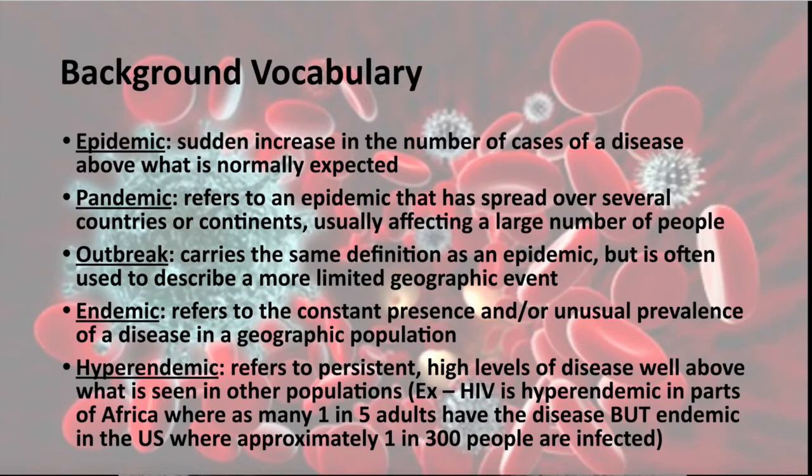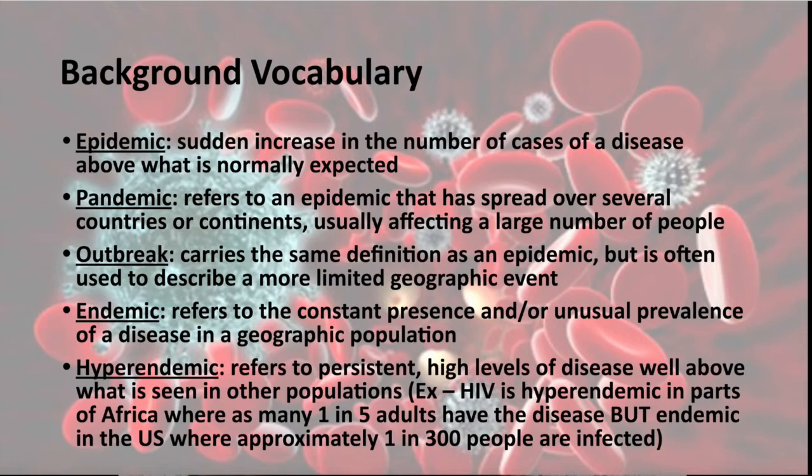So just some background vocab, and some of these might be more familiar to us now because of going through our current pandemic that we're in, hopefully the only pandemic we have to live through. An epidemic is going to be a smaller scale, so there's an increase in the number of cases of a particular disease just above what you would normally expect, but it would be more localized.